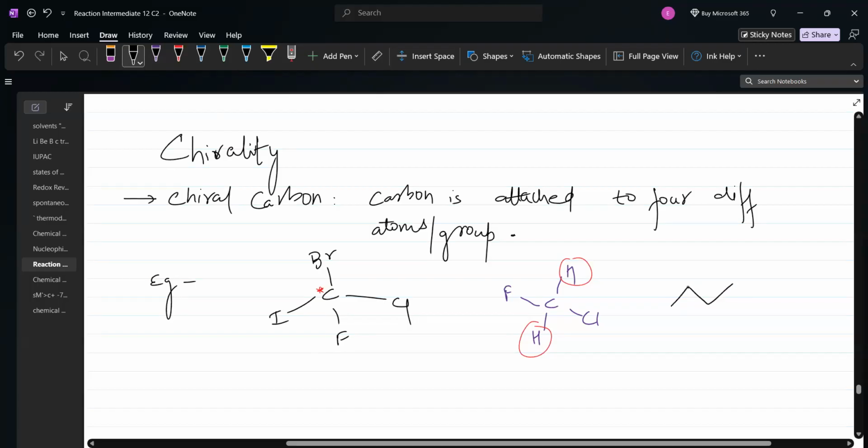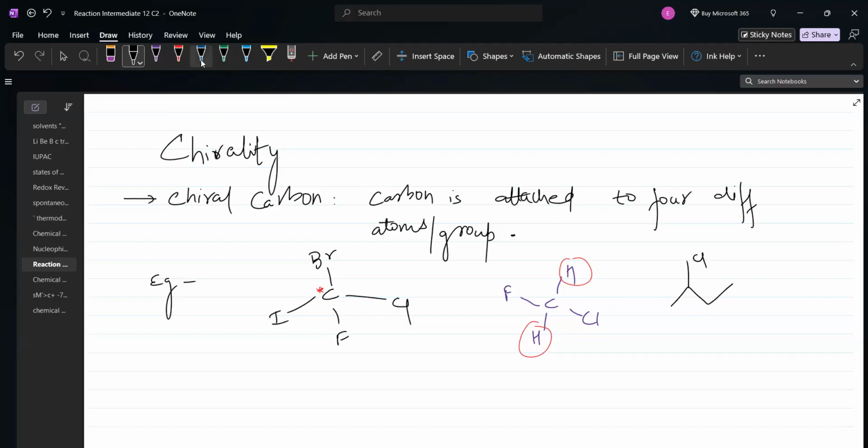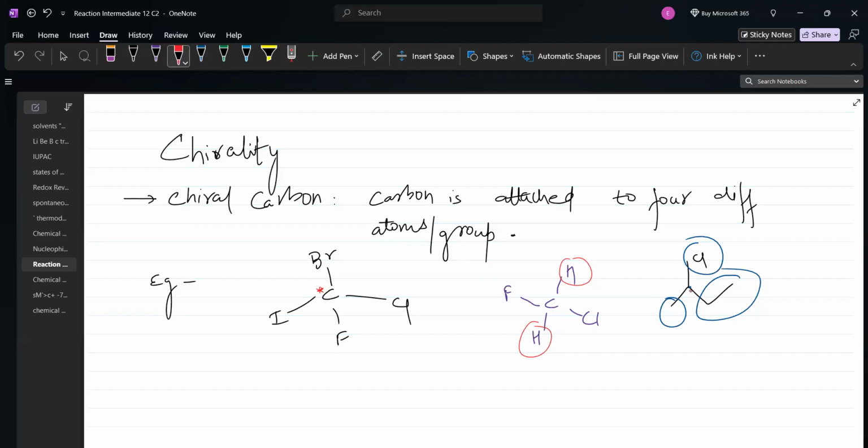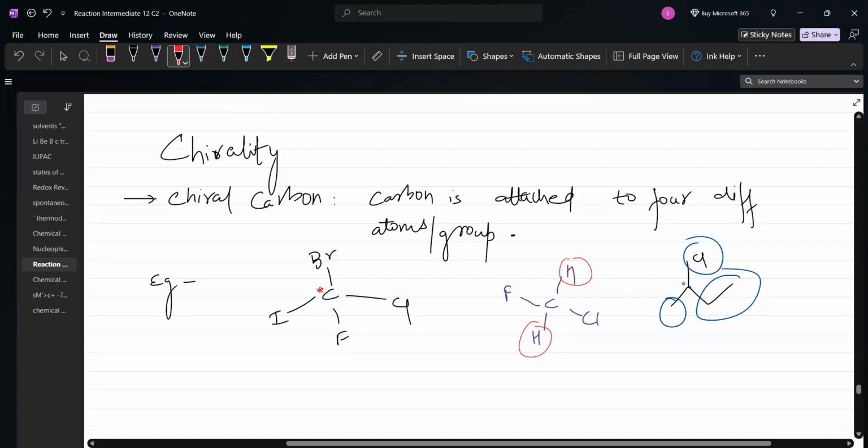So we have one chlorine present here. In this example, we have one methyl group, one ethyl group, one chlorine, and obviously one hydrogen is present here, right? Because carbon has to satisfy four valency. So this carbon is chiral carbon. The rest of the carbons, we see three hydrogens present here, so this is not chiral carbon. In this, two hydrogens are present, so this is also not chiral carbon. There are three hydrogens here, so this is also not chiral carbon. Understood?